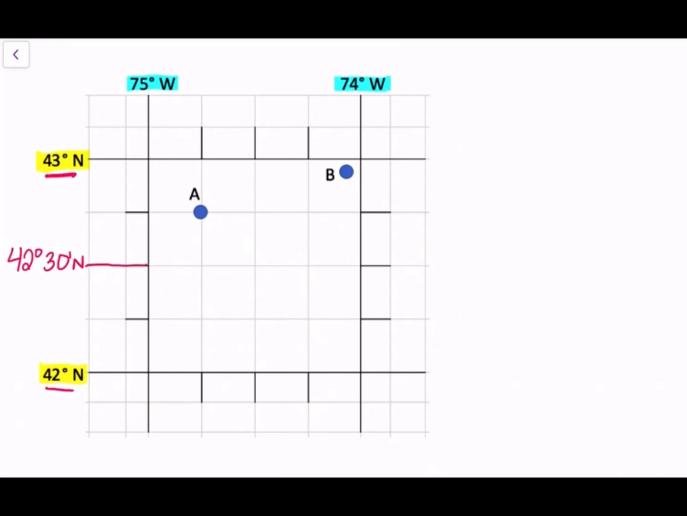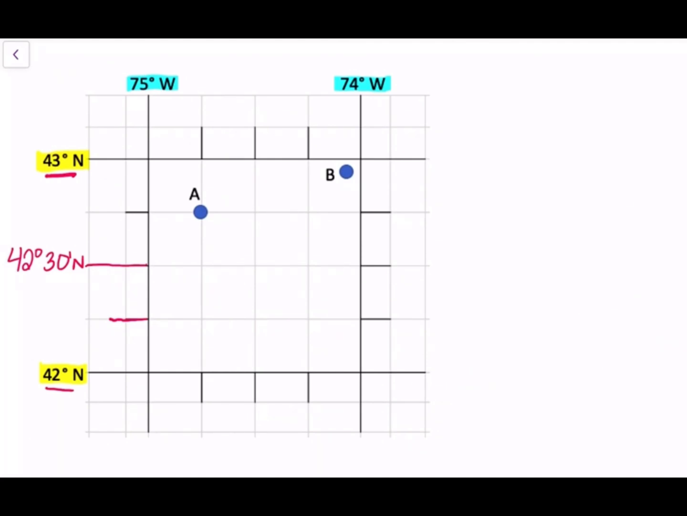Once you identify the 30-minute mark, it's easier to then identify the smaller areas. So now I have 42 degrees and 0 minutes, really, right? Just like 2 o'clock would be 2 hours, 0 minutes. And in between 42 degrees and 0 minutes and 42 degrees and 30 minutes, what number would come in between 0 and 30? Think about the clock.